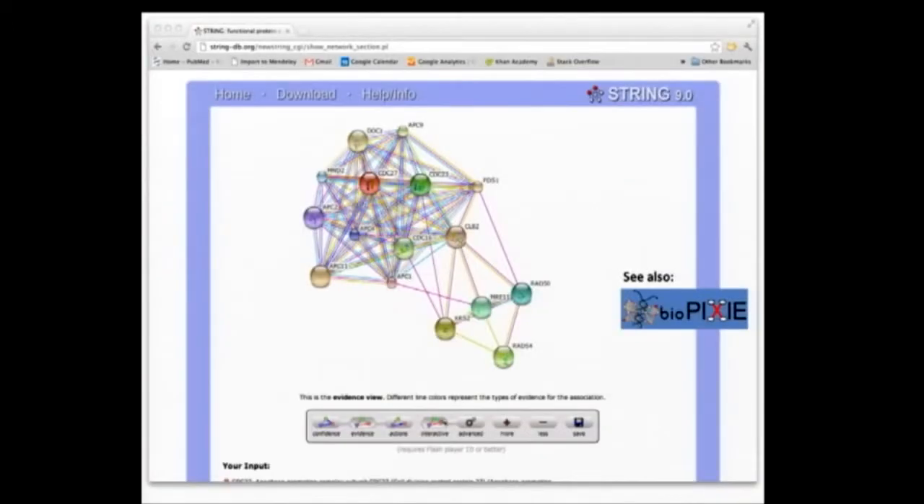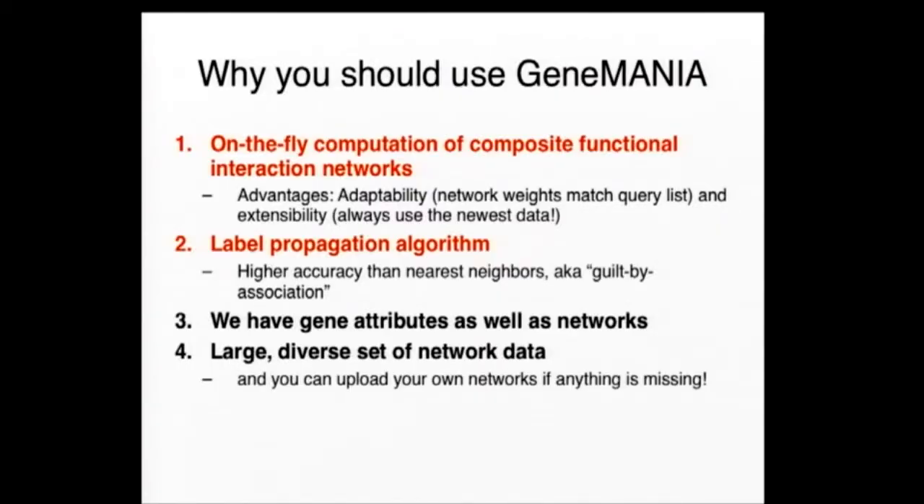And we're not the only people who have discovered this type of idea. String is another gene recommender system that has been around for a long time. Also, there's BioPixie. There's a couple reasons why I think you should use GeneMANIA. One is that the way we have the algorithm set up is we do on-the-fly computation of these networks. What that means is you can turn networks on and off. You can decide if you only want to consider protein interaction data or co-expression data, or you want to upload your own data. That's very easy to do with the interface.